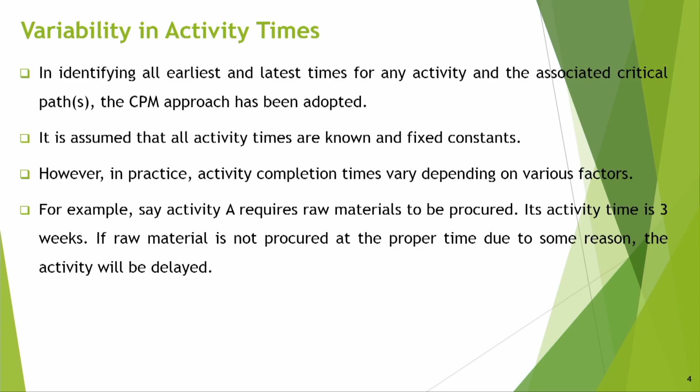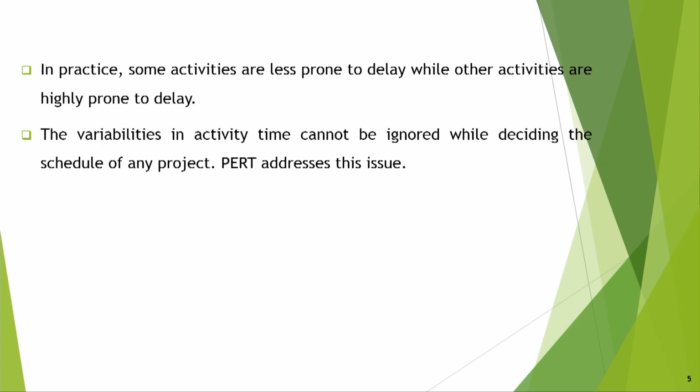However, in practice activity completion times vary depending on various factors. For example, say activity A requires raw materials to be procured. Its activity time is 3 weeks, meaning you expect that in 3 weeks it will come. If the raw material is not procured at the proper time for some reason, the activity will be delayed. So that means uncertainty is there.